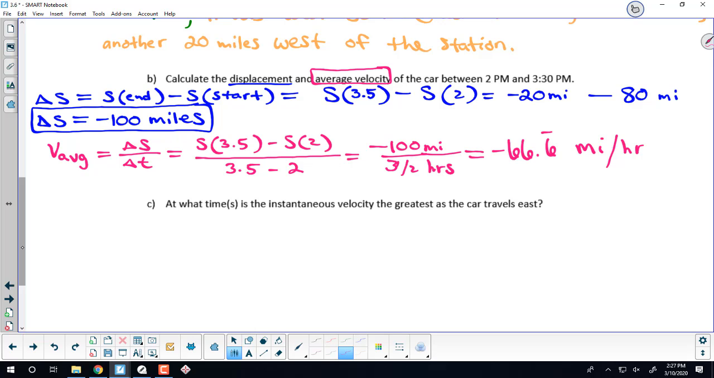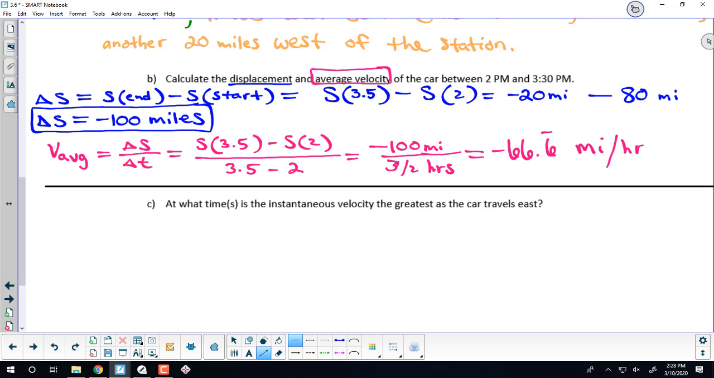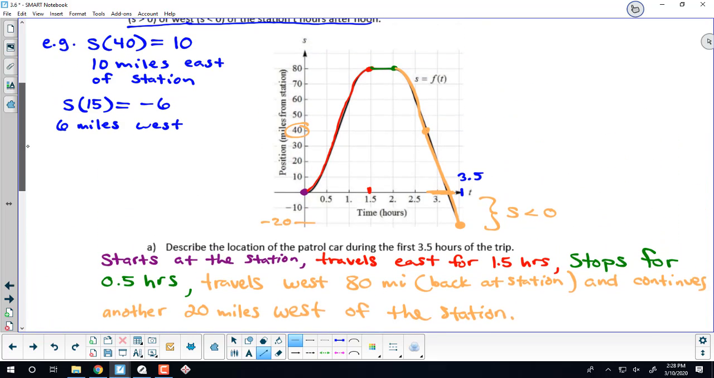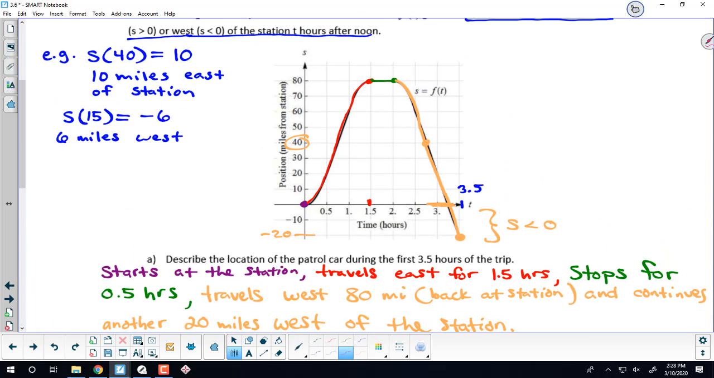And then, at what time or times is the instantaneous velocity the greatest as the car travels east? So we know the car is traveling east on that red portion. This is when they're traveling east. So the question says, when is the instantaneous velocity the greatest on that interval? And we can rephrase, I guess. That's from 0 to 1.5.